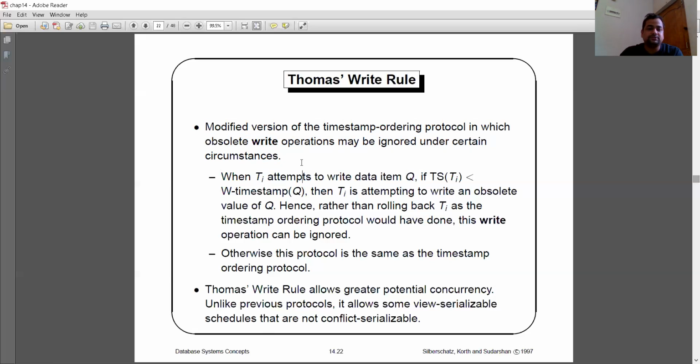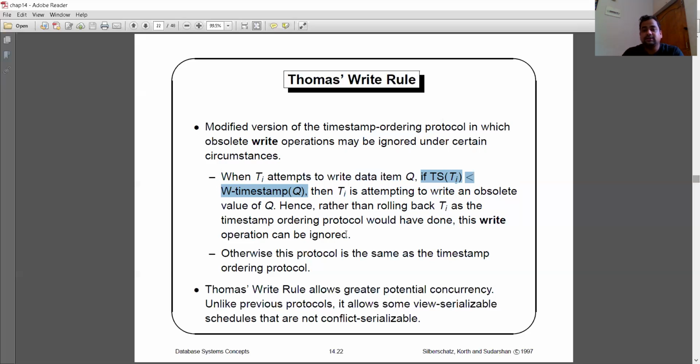We have to check which type of operation can be performed over here. Now, when the transaction Ti attempts to write data item Q, first we have to check whether the timestamp of Ti is less than the write timestamp of Q or not. If yes, that means Ti is attempting to write an obsolete value of Q. Hence, rather than rolling back Ti as the timestamp ordering protocol would have done, this write operation can be ignored. The simple thing is that first we check whether the timestamp of Ti is less than the write timestamp of Q or not.